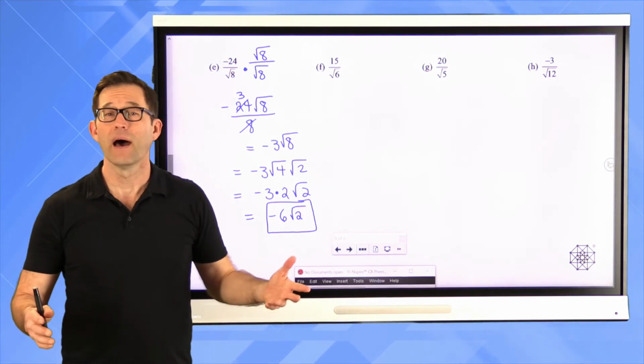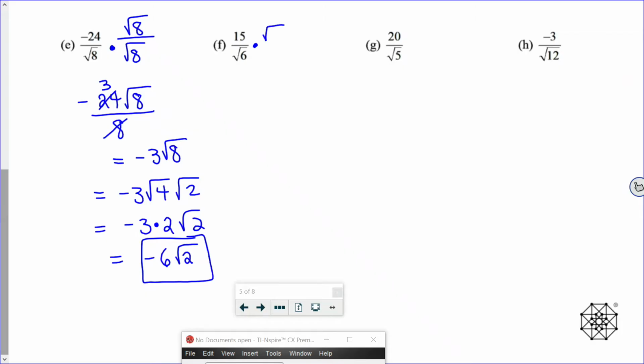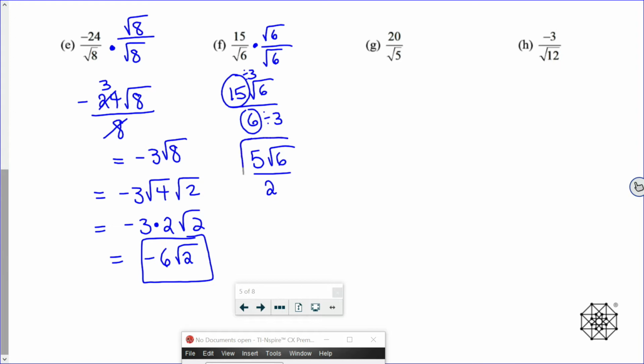All right, at least the way that we start them tends to be the same each time. If I do square root of 6 here, we'll get 15 times the square root of 6 all over 6. Now I should look at those 2 numbers that are outside the square root. They both are divisible by 3, so I need to simplify them by dividing both by 3. And I'll get 5 times the square root of 6 over 2.